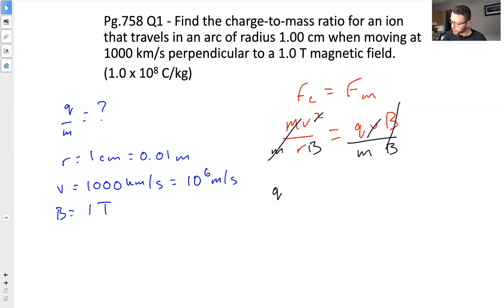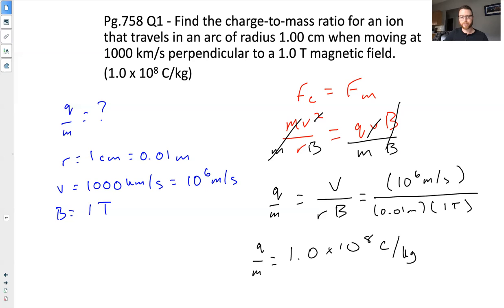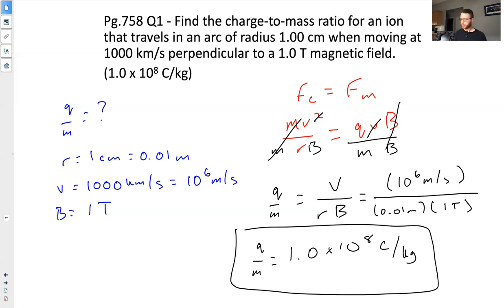So we can rewrite this. The charge to mass ratio is equal to the velocity divided by the radius multiplied by the magnetic field strength. Let's punch in our values. Velocity is 10 to the 6 meters per second divided by our radius, which is 0.01 meters, multiplied by the magnetic field strength, which is just 1 Tesla. Punch these into your calculator. We get a charge to mass ratio equal to 1.0 times 10 to the 8 coulombs per kilogram. Charge is in coulombs, and mass is, of course, in kilograms.